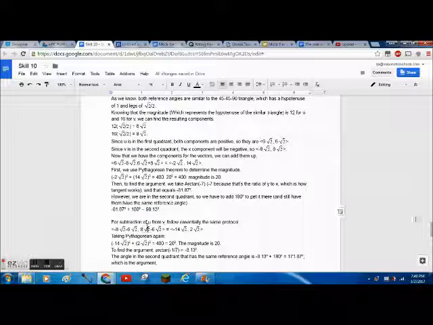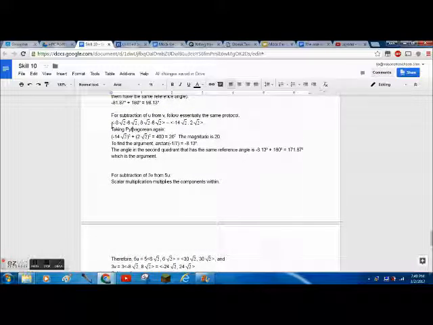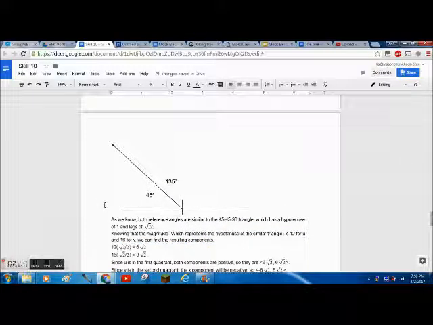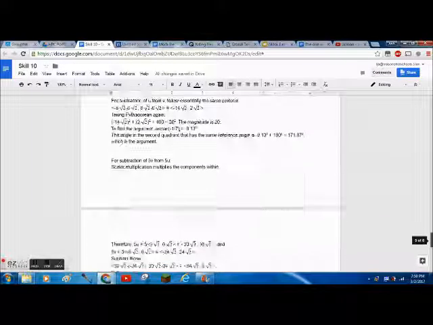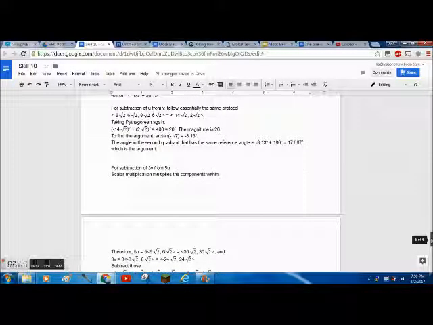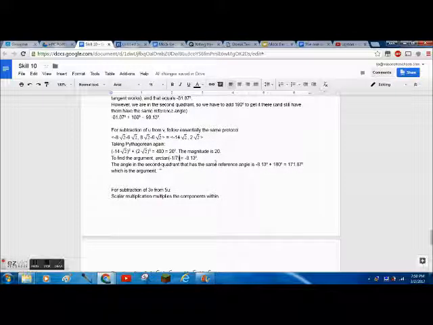This is our argument. For the subtraction of u from v, we follow essentially the same protocol. We take the components of v and subtract u from them to get this. Taking Pythagorean again, we get a magnitude of 20. To find the argument, arctan of negative 1/7 equals negative 8.13, because once again, remember that the x component is negative and the y component is positive. The angle in the second quadrant has the same reference angle as this one, 180 degrees minus that, which is 171.87, which is the argument of that angle.